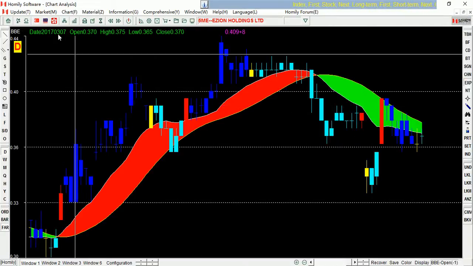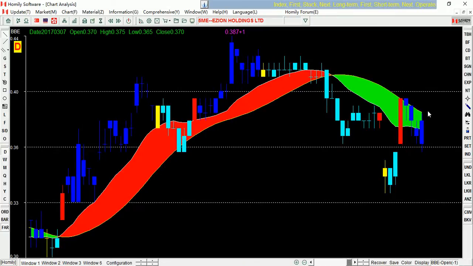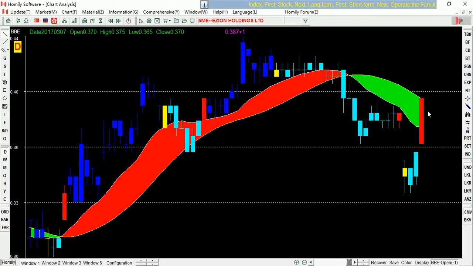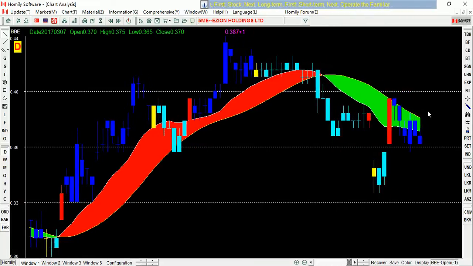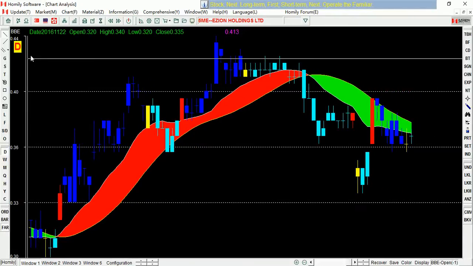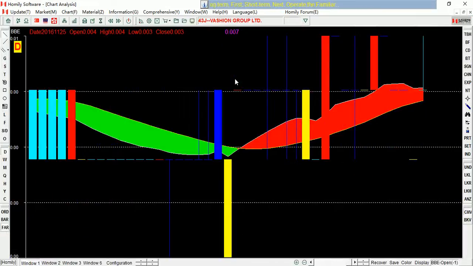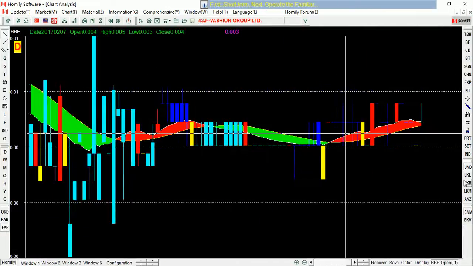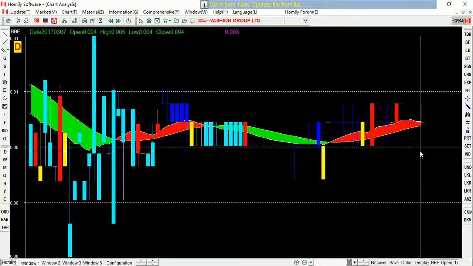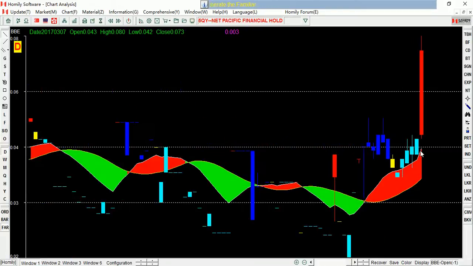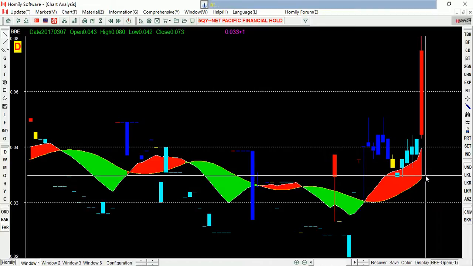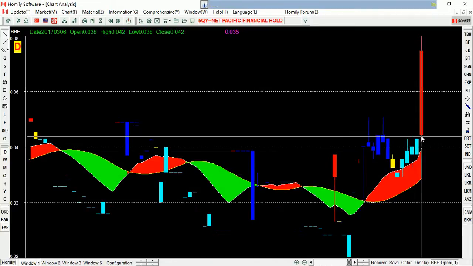So we see here, can buy or not? No, cannot, because green band and red candlestick cannot buy. So we check stocks one by one. So this one buy or not? No, because light blue candle. Buy or not? Buy point. Because red band, red candle.